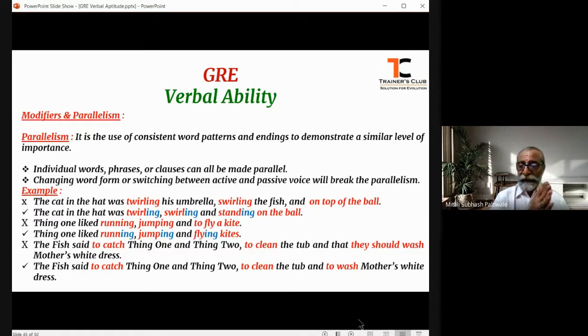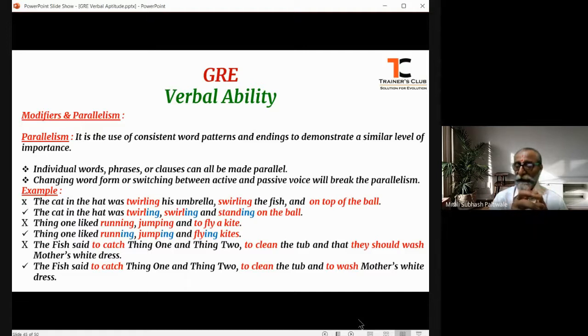You see the next one: the fish said to catch thing one and thing two, to clean the tub and that they should wash mother's white dress. If you use parallelism in the right way, the sentence becomes: the fish said to catch thing one and thing two, to clean the tub and to wash mother's white dress.